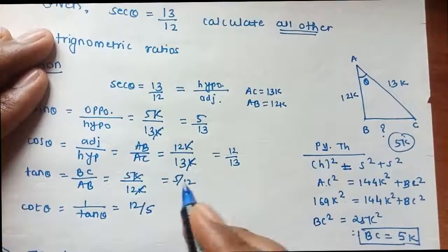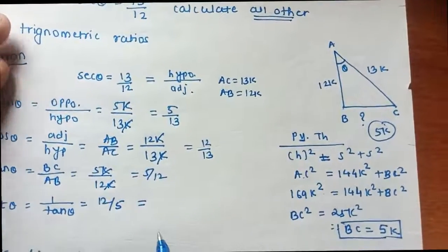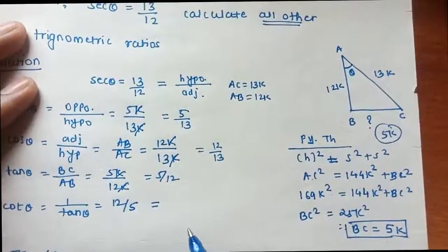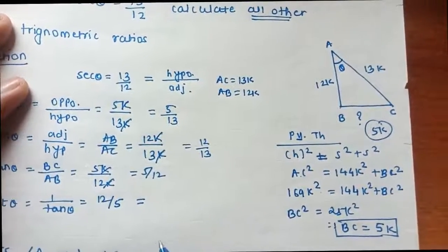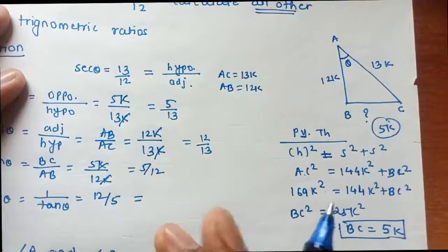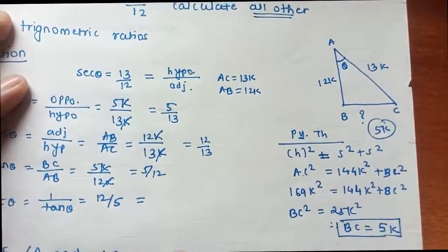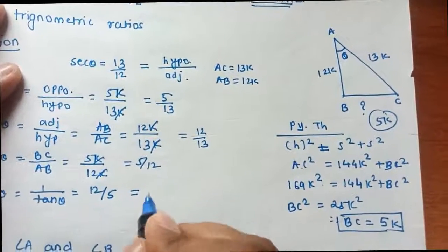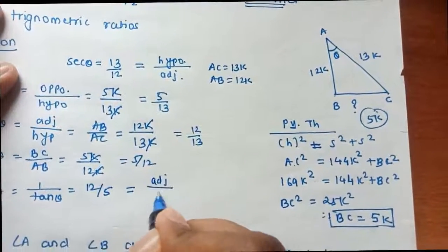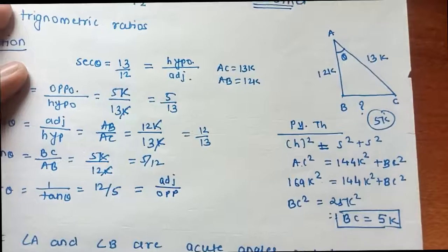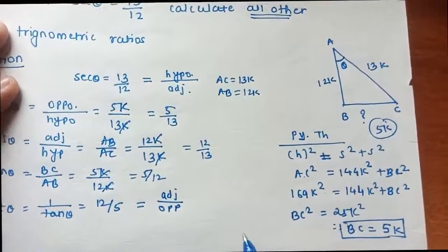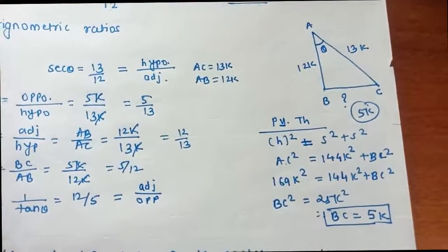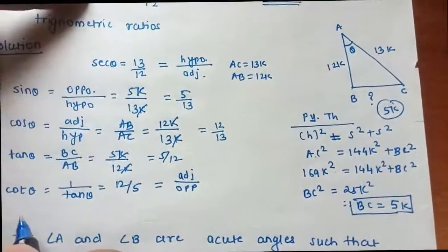Otherwise, if you feel this is difficult, you can even find the answer by writing the formula: cot theta is equal to, as I told you, the reverse of tan. Tan का formula क्या है? Opposite upon adjacent. So cot बन जाएगा adjacent upon opposite. You can use either way, your choice. Next is sec, which is already given, so I will not find it out.